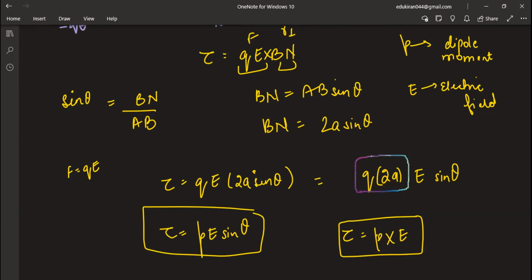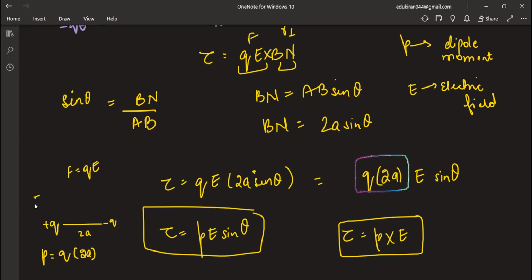Dipole, I hope you understand. A dipole is a positive charge and a negative charge which are separated by a small distance, and both have the same magnitude and opposite sign. That is what is meant by a dipole. Its strength is calculated by taking the magnitude of either charge and multiplying it by the separation between them. This is what we call the dipole moment.